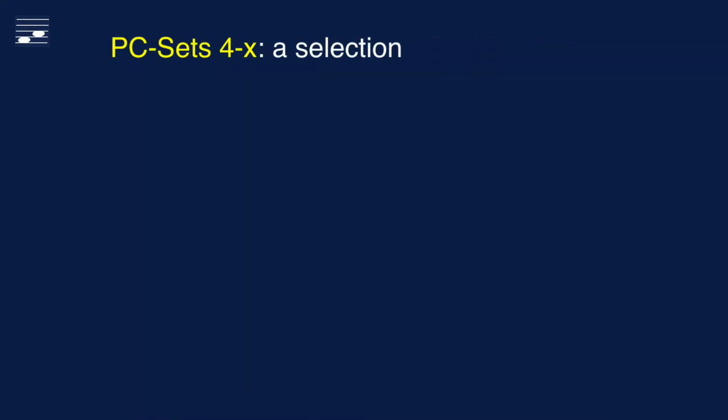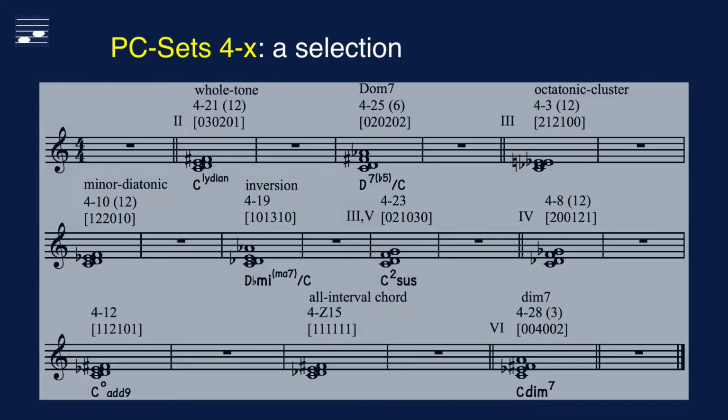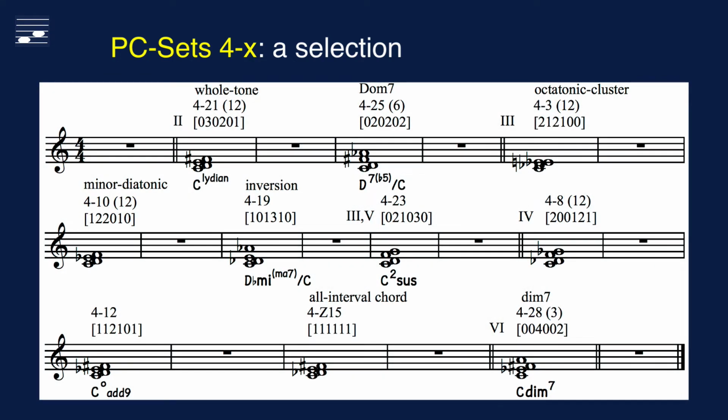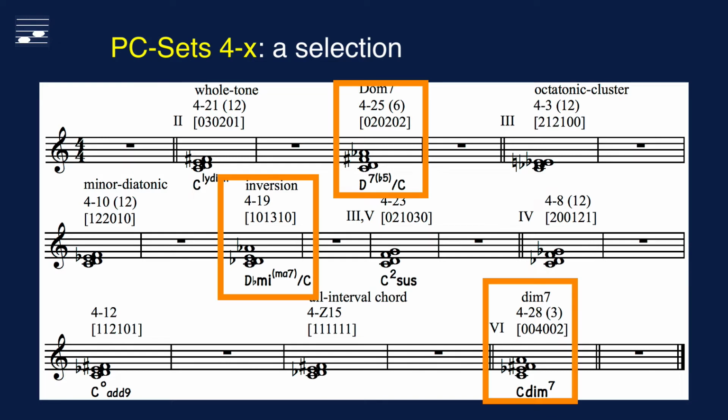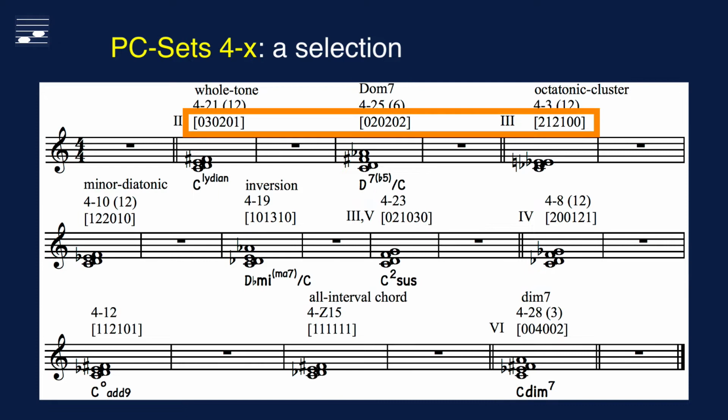We will not listen to all 29 options. Here I present a selection from the possible 4-element PC sets. Some have a diatonic chord character, such as the major and minor 7th chords, the dominant 7th, and half diminished chord. The interval vector is also shown above the staff.